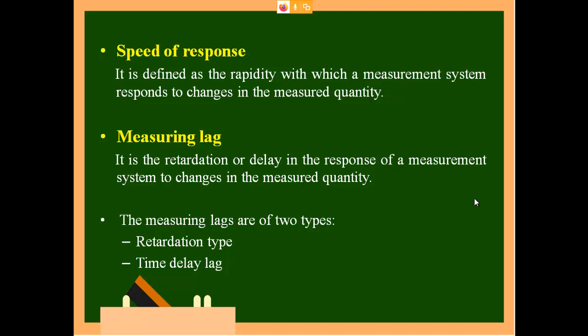It is the retardation. See, I have no energy, so my response is not so good. Due to the slow response, I am going into delay. The delay in response of a measurement system to the change in the measured quantity, we call it measuring lag. The measuring lag is again of two types: retardation type and time delay.